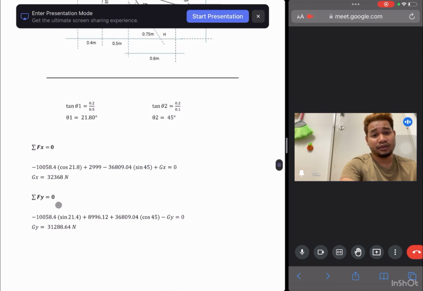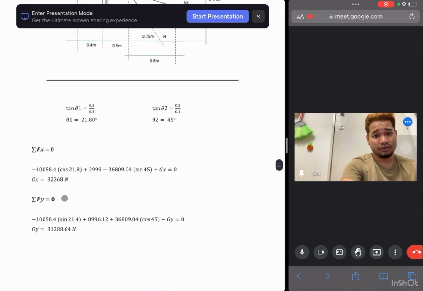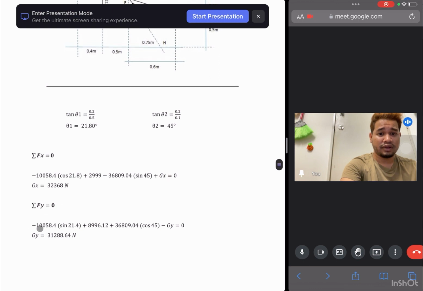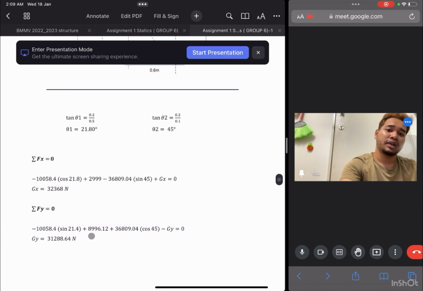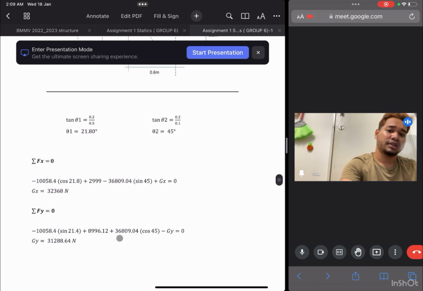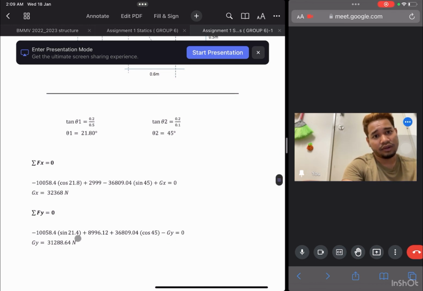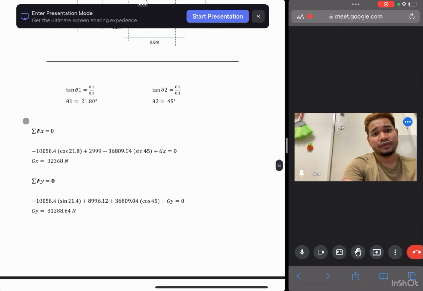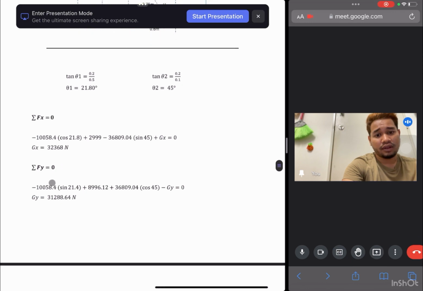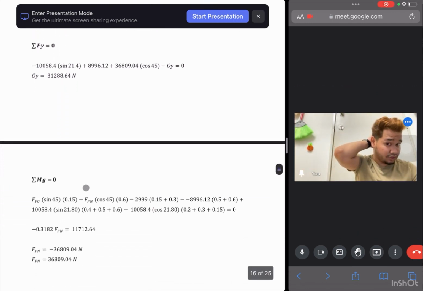So after that, we take total Fy equal to 0. So we got the negative 158.4 times sine 21.8 plus 8,996.12 plus 36,809.04 times cos 45 degrees minus GY equal to 0. So we got the GY here, 31,288.64 Newton. After we got total Fx and Fy, we take a moment at the point G.